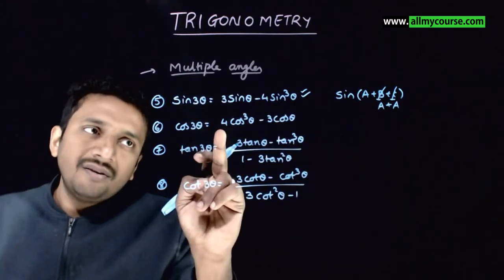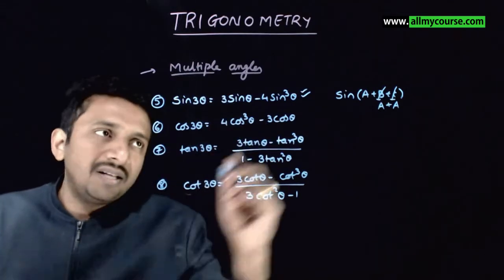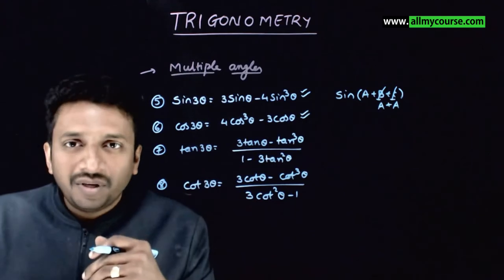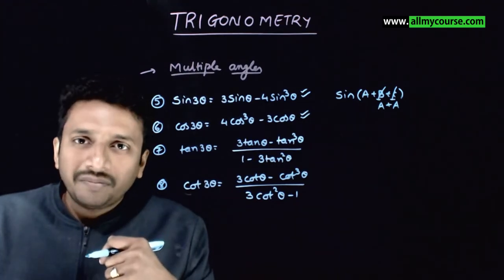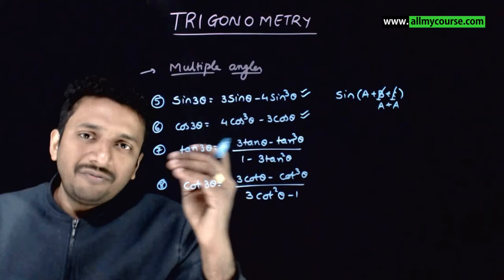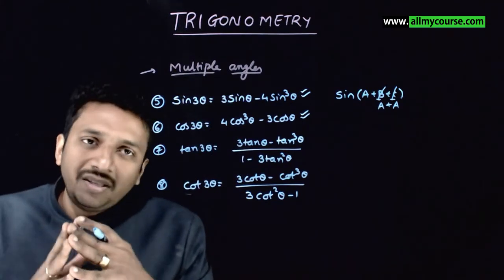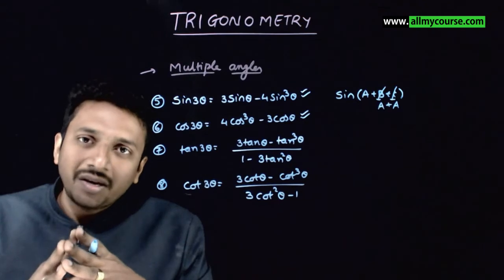Cos 3 theta is 4 cos cube theta minus 3 cos theta. The same way you can derive this. Derivations are not important for you, so you can try them on your own. These are the 4 formulas which you need to remember: sin 3 theta, cos 3 theta, tan 3 theta, and cot 3 theta.